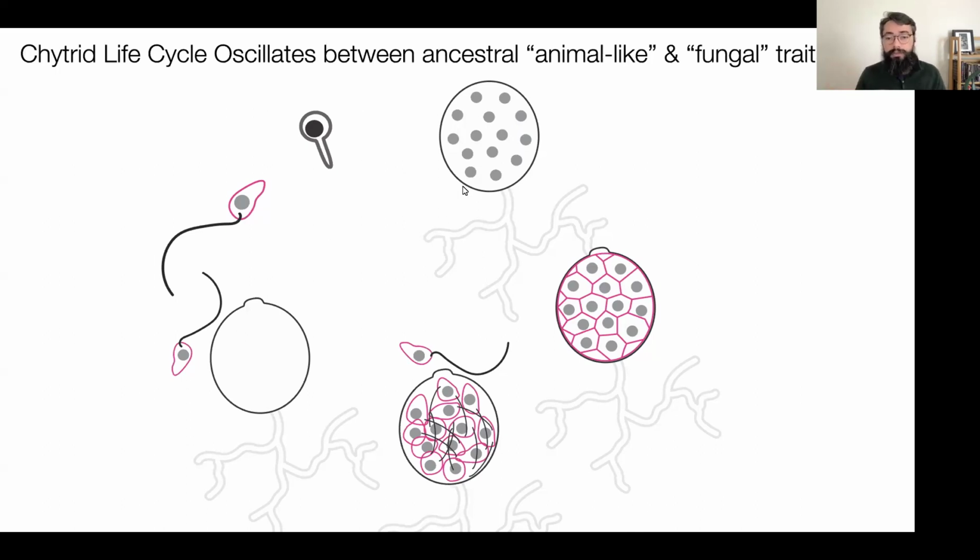So this oscillation between ancestral traits and the typical fungal developmental program makes Chytrids a very good model system to try to understand the emergence of these fungal traits and the disappearance of the ancestral ones.